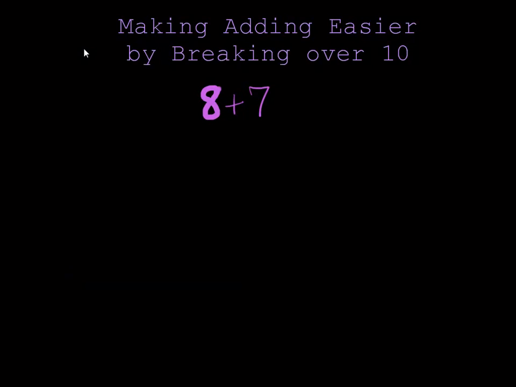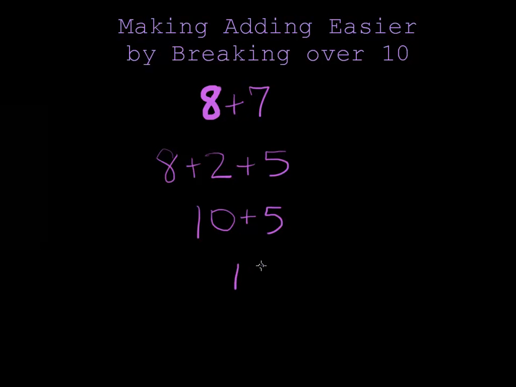So if I go back to my original problem, which was 8 plus 7, I would start with the 8 and say, well, I don't know what 8 plus 7 is, but I do know that if I take 8 and I add 2, I'm going to get 10. I still haven't added the full 7. If I've only added 2, that means I need to add 5 more. So in my head what I think is, well, 8 plus 2 is 10, and I still need to add 5 more to add a total of 7. So the final answer is 10 plus 5, which is 15.